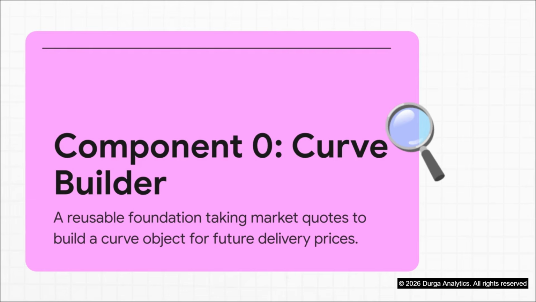It's a reusable library that ingests raw, real-world market quotes and outputs a functional curve object. Because raw quotes only give you benchmark dates, this object interpolates every single day in between, so your models have continuous arbitrage-free data. You can literally ask Python, curve.price, March 26, and it hands back 42.10 per megawatt hour. Without this piece, nothing else works.